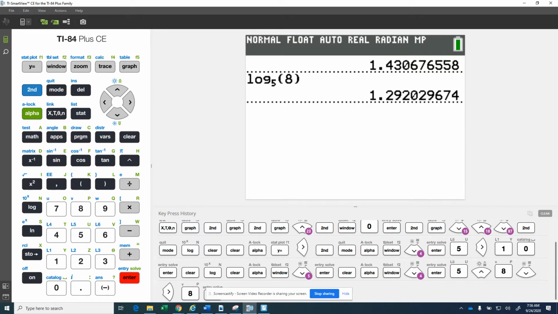But the thing is that in a lot of cases, let's say you don't have a graphing calculator. Okay, like on the SAT, they only give you a scientific calculator. You don't have this option. So what we want to do is try to figure out other ways to do this.